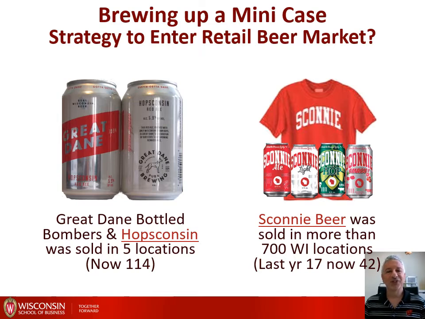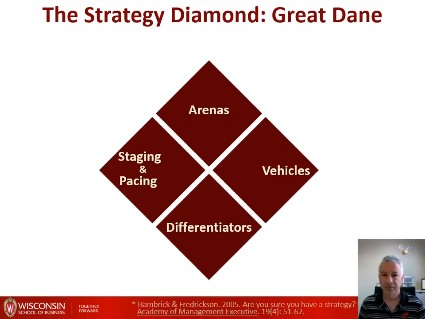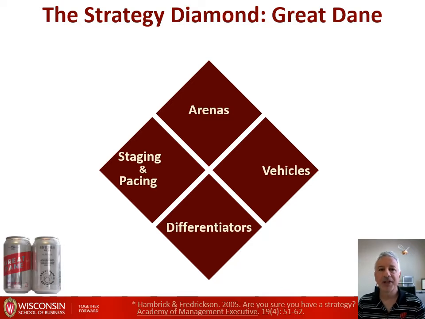You might have seen the Scani t-shirts, and those are all the sort of brand that they have. And again, the notion is they both enter the beer market about the same time, but I think you'll see that their strategies are extremely different, and the diamond's going to help us understand what's different about their strategies. So let's begin with Great Dane.